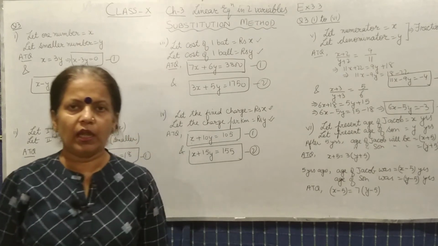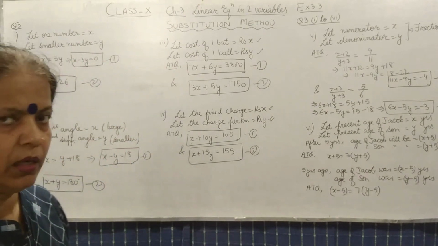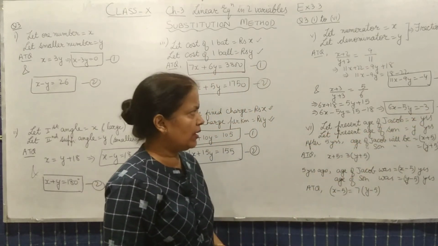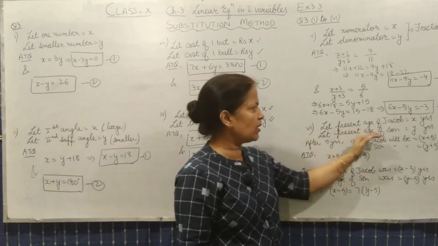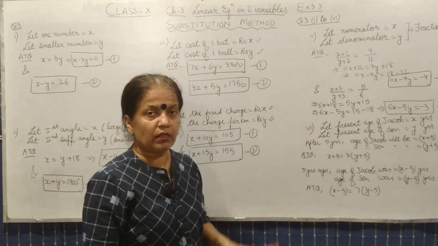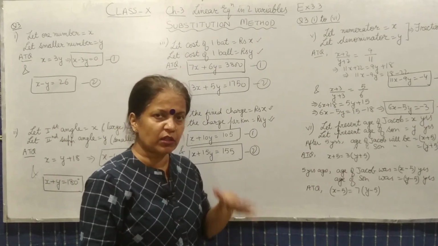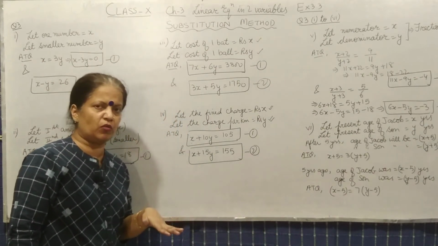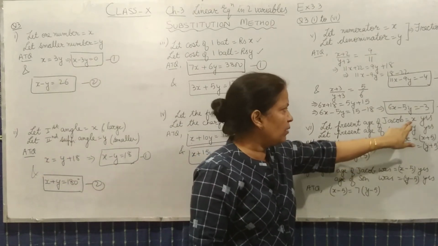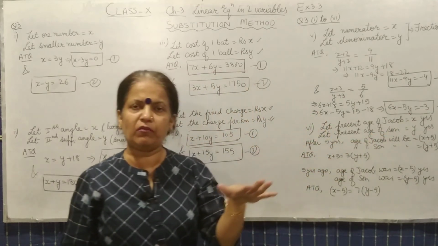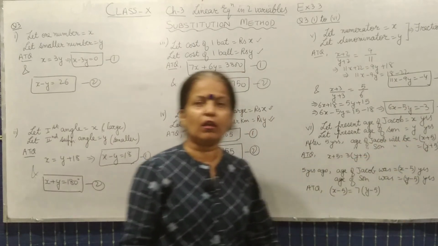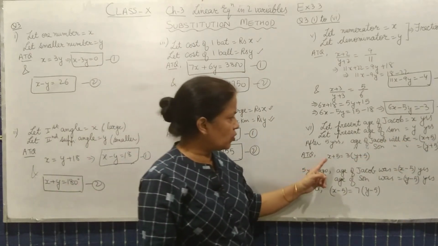Question 6. In question 6, it is given the present age of Jacob, take it as x years, and the present age of the son as y years. They are talking about after 5 years. So first we will assume their present ages. After 5 years, if Jacob's present age is x, what will his age be? x plus 5. And the son's age will be y plus 5.